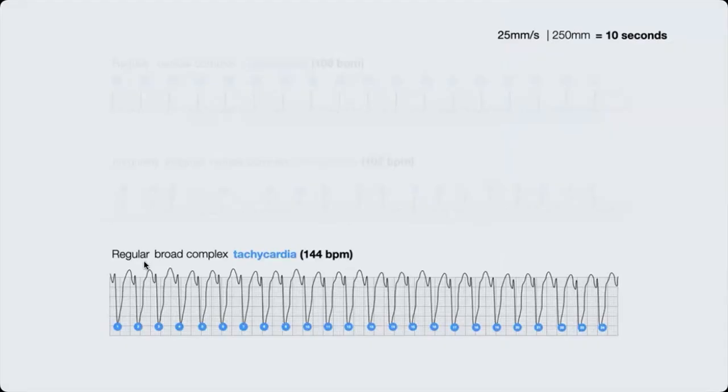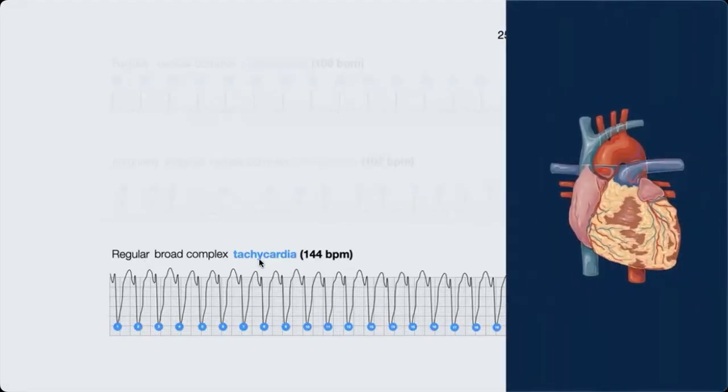And then for the next example, this is a regular broad complex tachy. So we say it's broad, implying that it has a ventricular origin. So there's our origin. Maybe it's there. And it's firing regularly, and it's doing so fast. So maybe that's what's happening here.